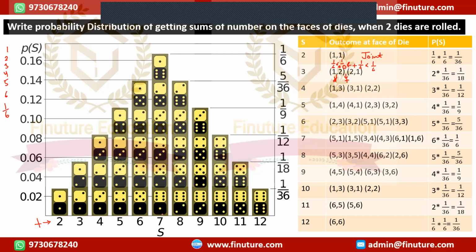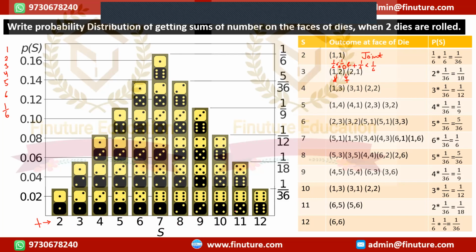If you notice carefully, 7 has the highest probability, that is 1 by 6, followed by 6 and 8. So you see 6 and 8 have a probability of 5 over 36, followed by 5 and 9, which have 1 over 9, and likewise 1 over 12 for 10 and 4, and likewise for 12 and 2 and 3 and 11. So this is how the probability distribution is plotted.